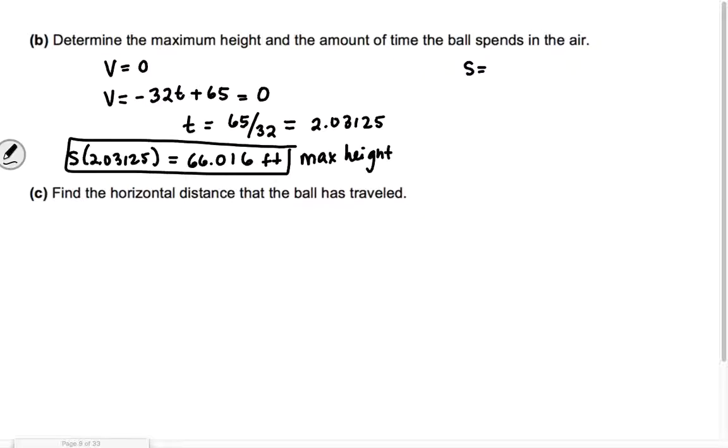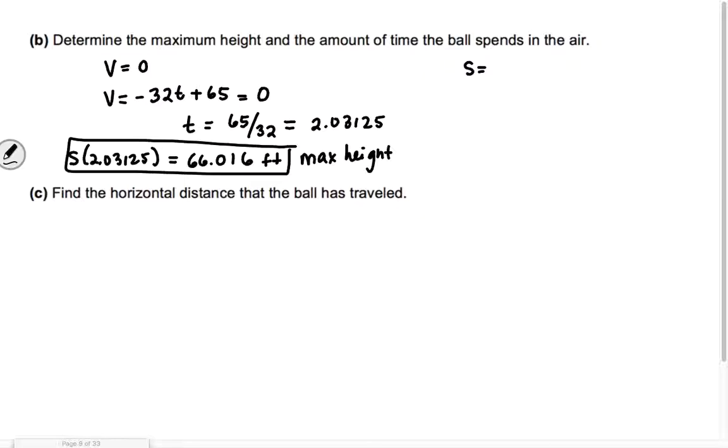Okay, so if I want to find the amount of time a ball spins in the air, a lot of times I do this the same way every single time. I find how long it's in the air by setting my position, my height, equal to 0. And that's going to be my t, how long it was in the air.